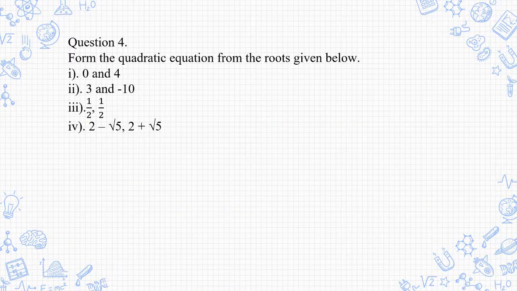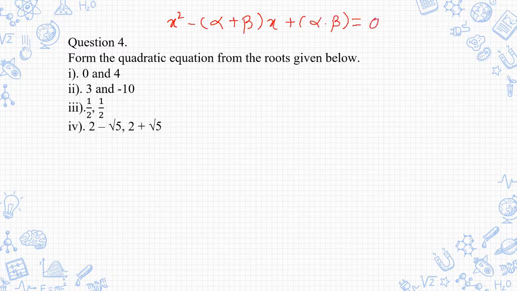Let us see question 4 of the exercise. Here we have to form the quadratic equation from the roots given below. We know a formula that we learned to form the quadratic equation given two roots, and the formula is x squared minus alpha plus beta into x plus alpha into beta equal to 0. So using this formula, I can form any quadratic equation given two roots.